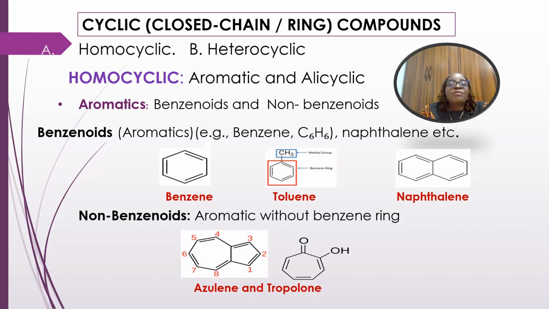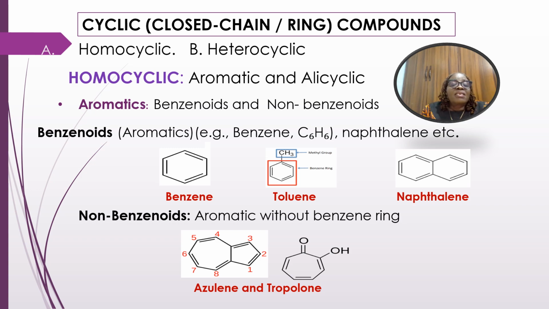Homocyclic rings are formed entirely of carbon atoms. They are further divided into aromatic compounds and alicyclic compounds. Alicyclic compounds resemble aliphatic compounds but in a ring structure without aromaticity. Example, cyclohexane.